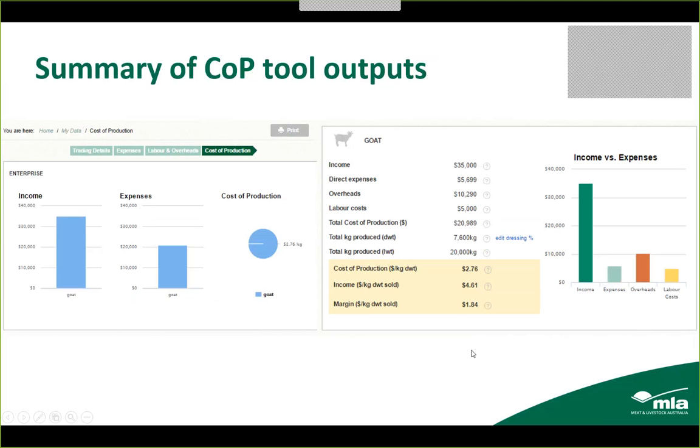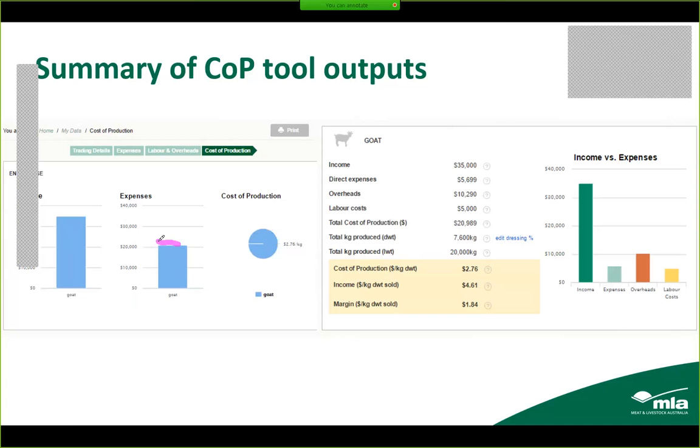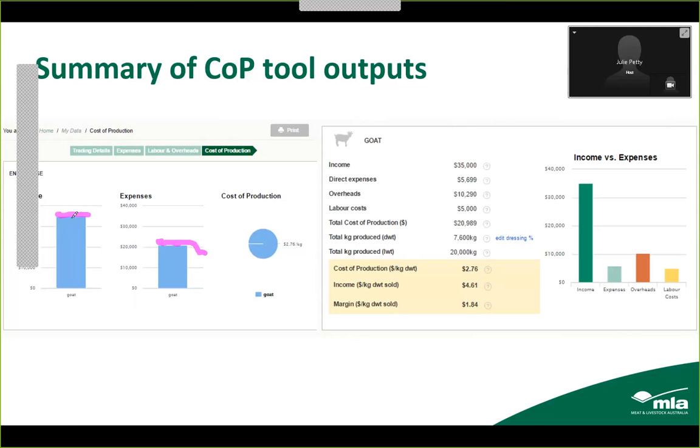So in this case, if you have a look at the summary of cost of production tool outputs, it doesn't get quite as detailed as I just have been, but it still provides some really good information that you can get more forensic if you like. So the first thing is understanding that income, the bit between the expenses, so the difference between there and there is the bit that you keep.